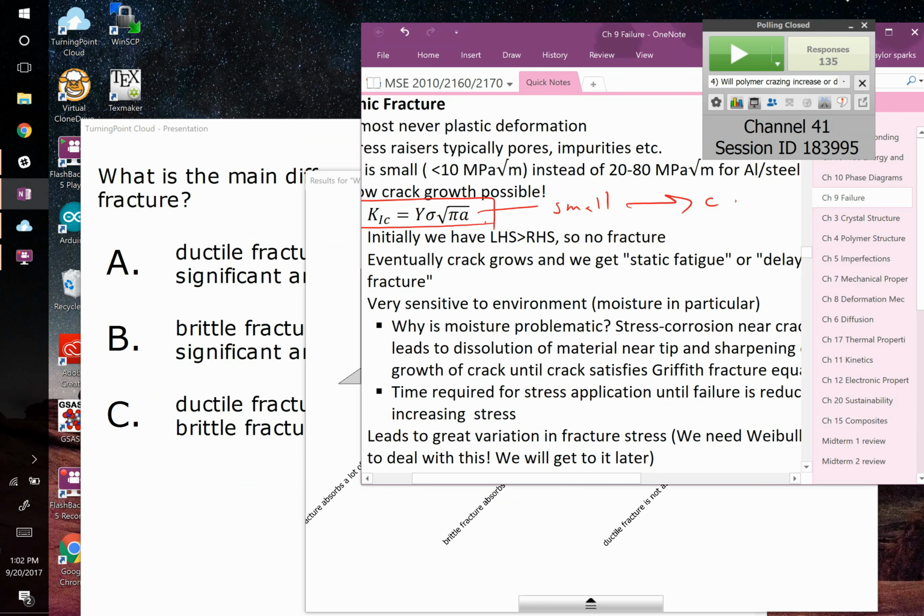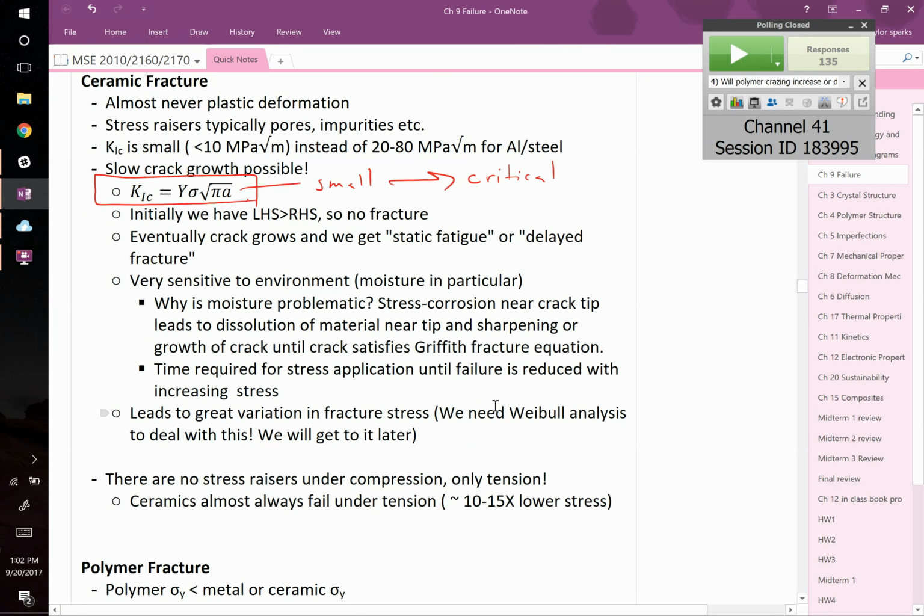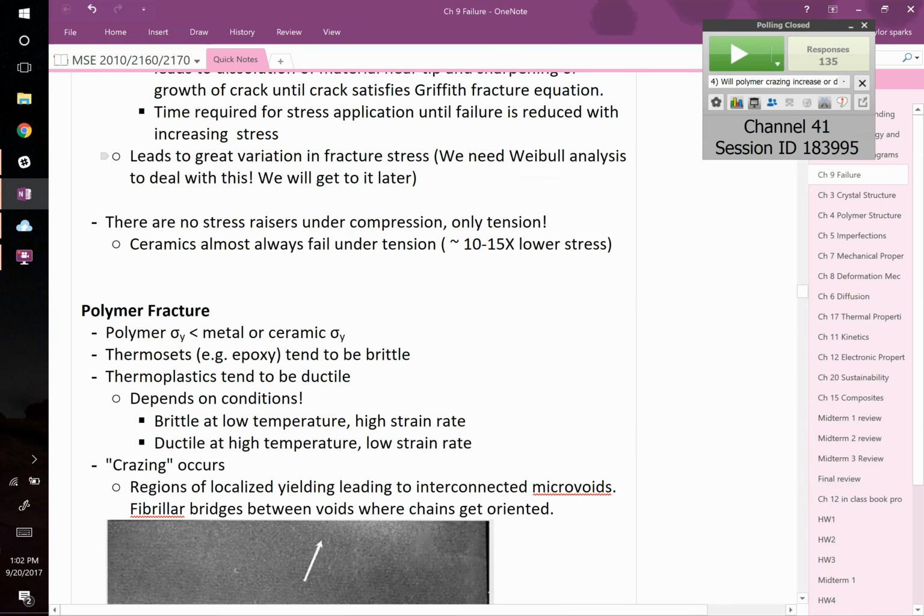And as it grows larger, it can reach a critical size.